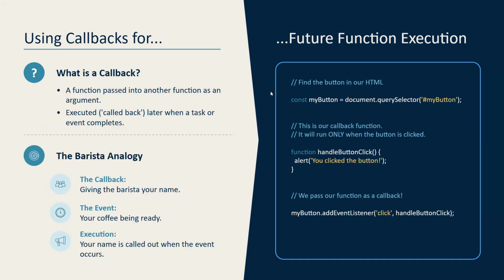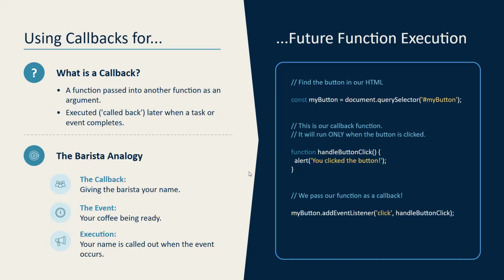callbacks. Now, what is a callback? A callback is simply a function that is passed on to another function as an argument, and then it is executed later when a task or event happens. A simple example is like ordering coffee at any cafe. You give the barista your name, and then you wait. And once your coffee is ready, your name gets called. That is the same way a callback function works. It waits until a certain event happens, and then the callback function runs based on the event.